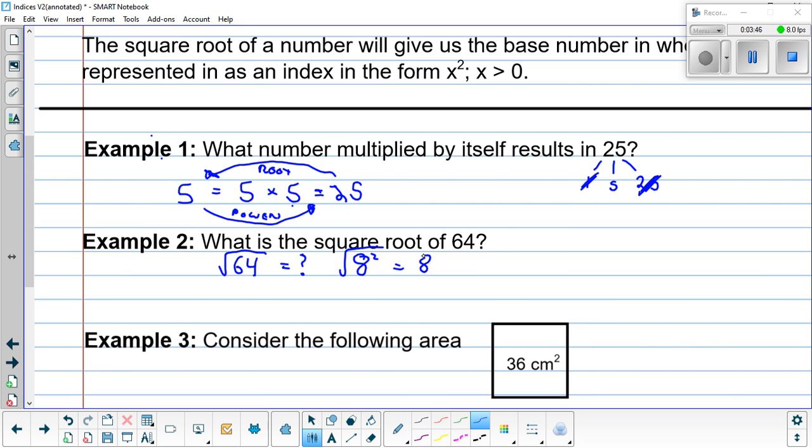Similarly, on your calculator, you could look for the square root button, the one that does not have a number or anything right here. It's just your normal one, and you could put in the number 64, and you would get out the number 8.